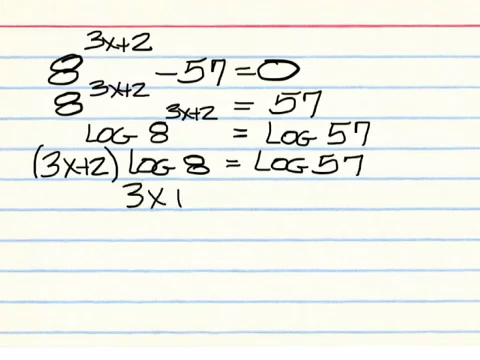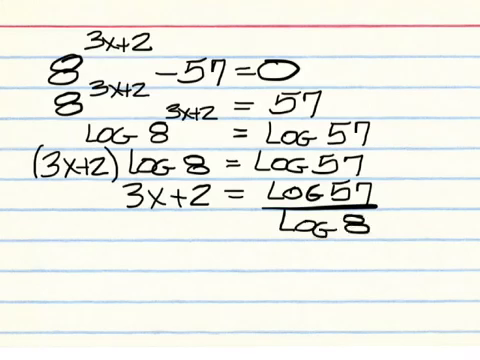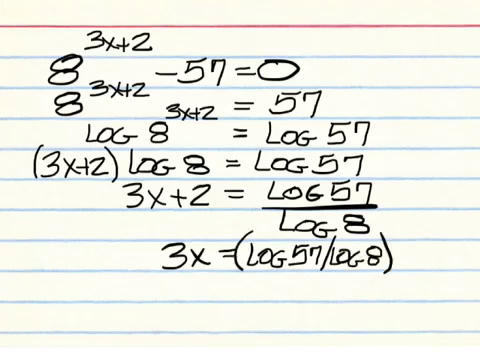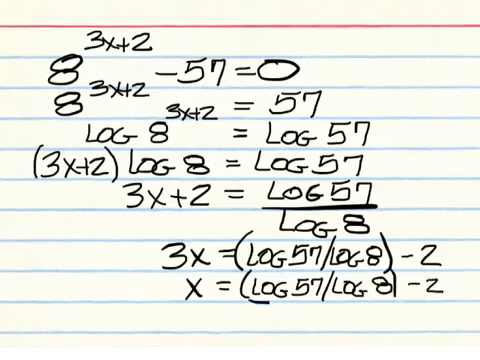Now we can leave the 3x plus 2 by itself and divide the right side by log 8. Now you're going to have 3x by itself. I'm going to have to write this a little differently than it is on the screen so I can fit everything in. You'll have log 57 divided by log 8. But now we're moving the 2 over, and we're making it minus 2. So now to get x by itself, we'll have everything from the last step, including the minus 2, but now you must divide everything by 3.